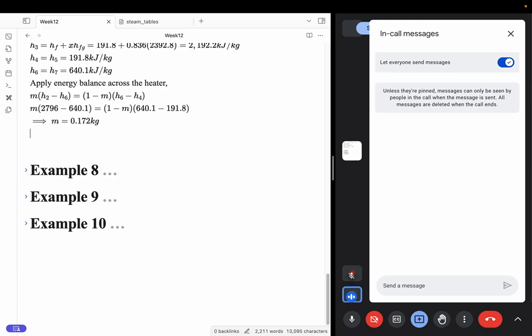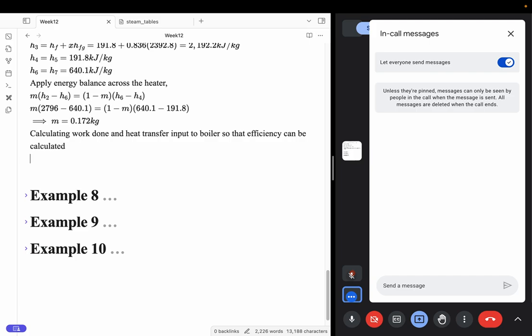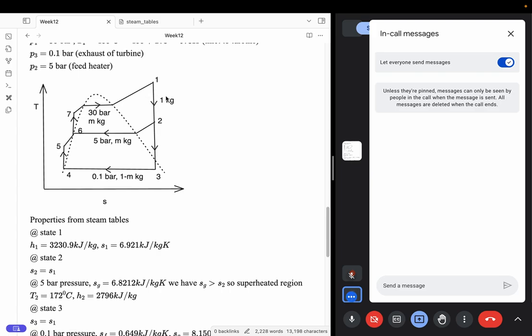The next part is calculating the work done and heat transfer rate. That is again straightforward. How do I calculate the work done by the turbine? This we have done even before. The net work done by the turbine is inlet minus outlet. This is my turbine, where the expansion process is happening. A mass of 1 kilogram is moving from state 1 to state 2. So it will be 1 times h1 minus h2.